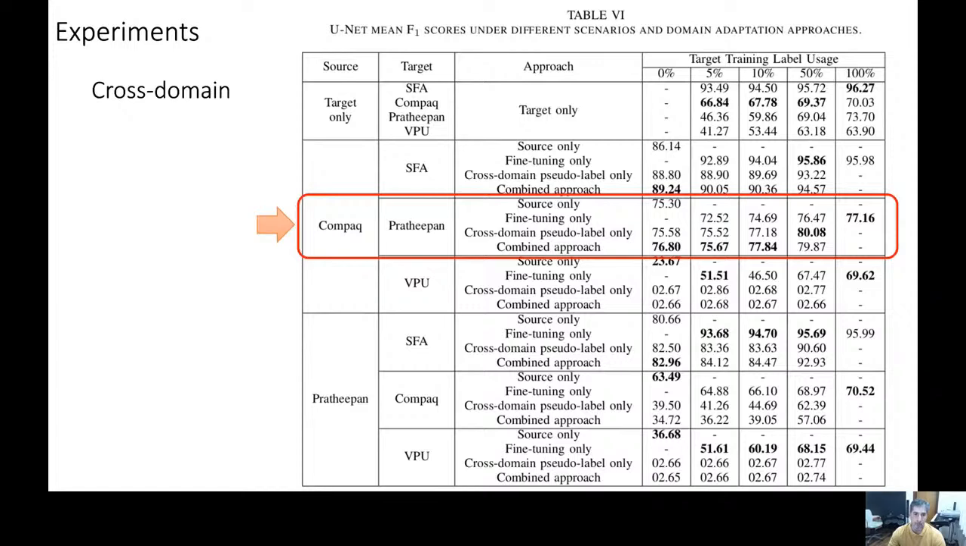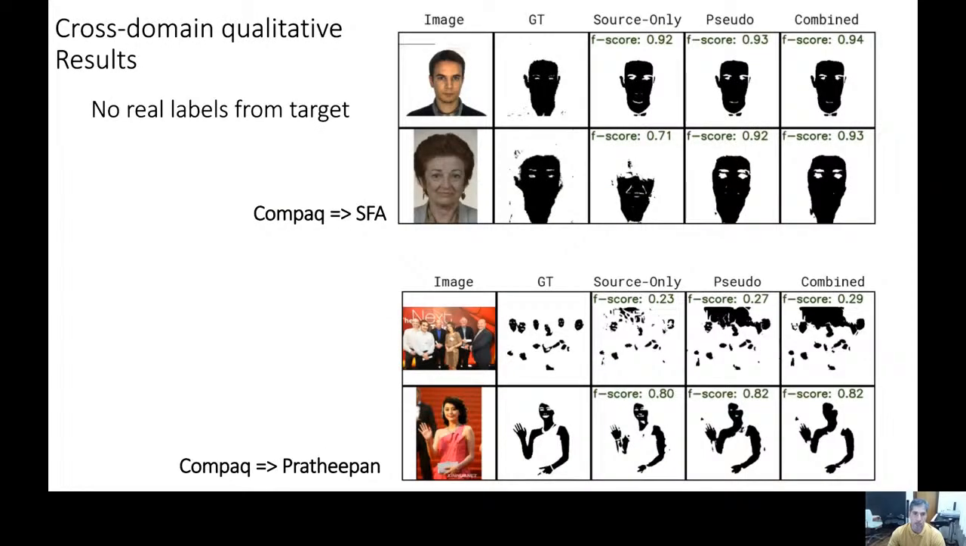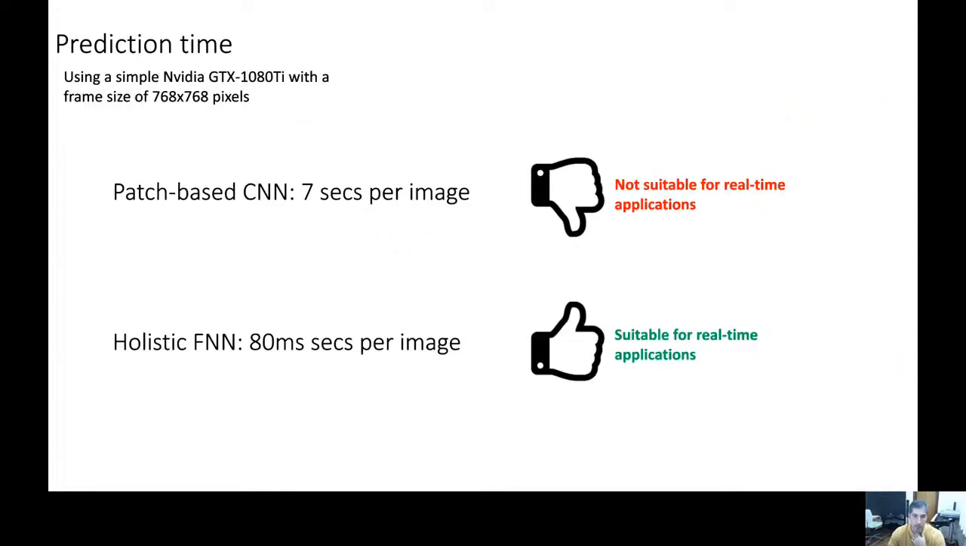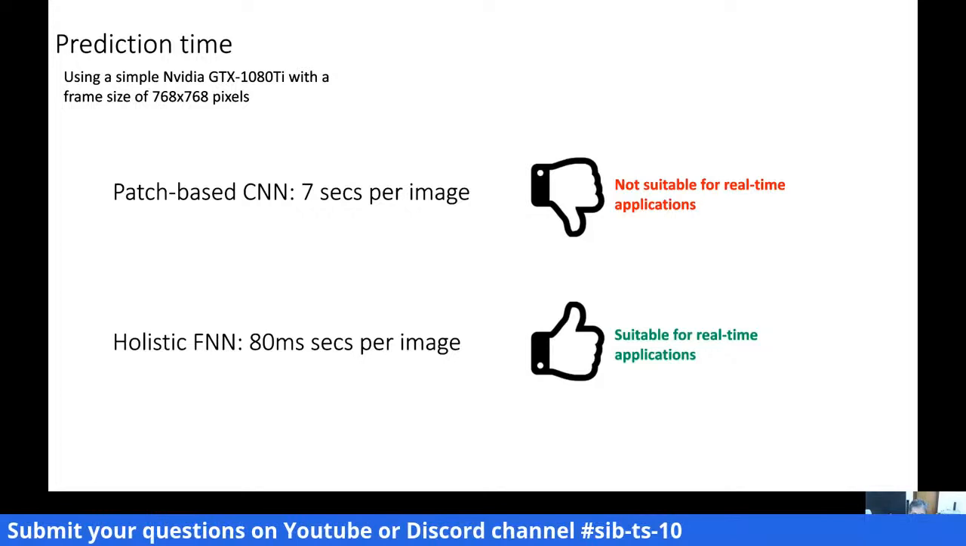Note that when using compact as source and pratipan as target, the gain of the domain adaptation approach is very expressive when compared to target-only training. Using domain adaptation from compact to SFA leads to impressive results. This observation completely refutes the criticisms of needing large datasets for training and lack of generalization power of deep neural networks. Another important aspect to be addressed is the criticism for the applicability of CNN approach for real-time applications.